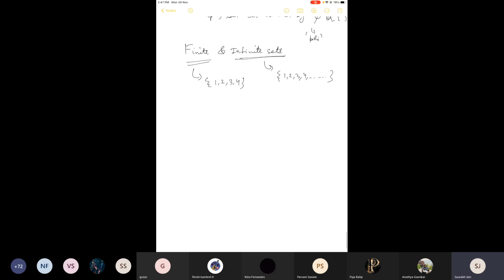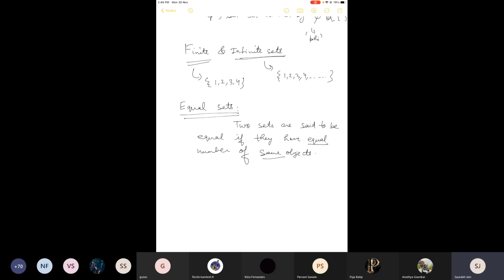Then there is this term called equal sets. Another simple definition: two sets are said to be equal if they have equal number of same objects. See, this is important. Two terms are important: equal, same. You will say that two sets are equal when the two sets have the same number of elements and the objects should also be the same.